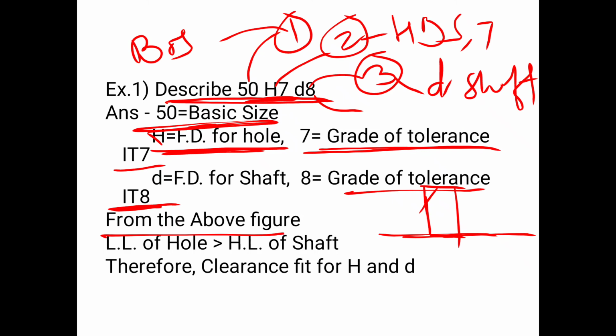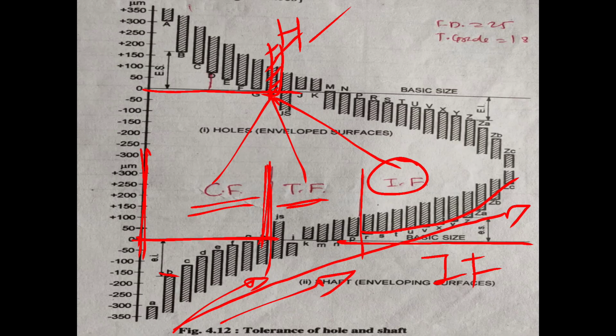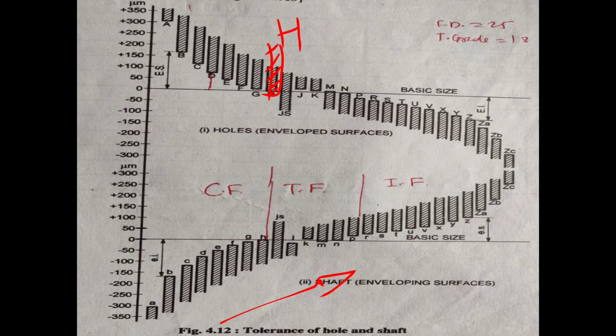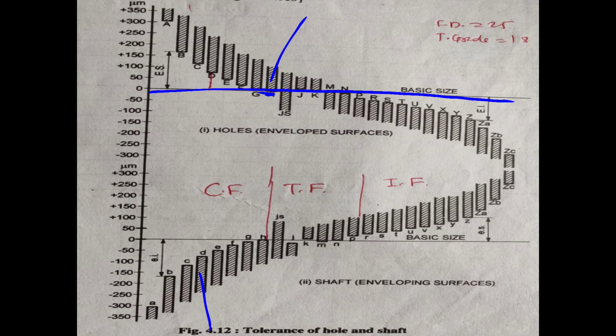Now from the figure, keep H7 and D8 in mind. Where is H? I will show it with the blue pen. Here it is H. And where is D? Here it is D. H and D. So H has this basic size and this minimum dimension.